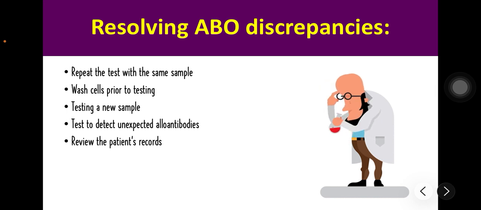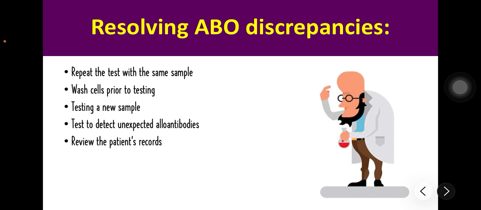Next is testing a new sample, where we eliminate errors related to the original specimen's integrity or identity. Obtaining a fresh sample resolves discrepancies caused by specimen mix-ups or misidentification during collection, or contamination of the initial tube. It is also a standard protocol when the current test result disagrees with the historical blood type on record for that patient.